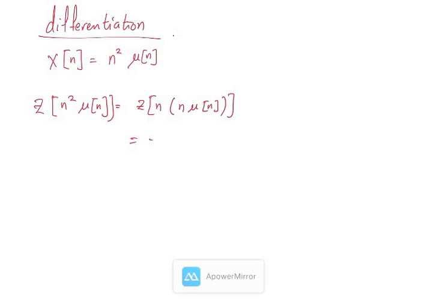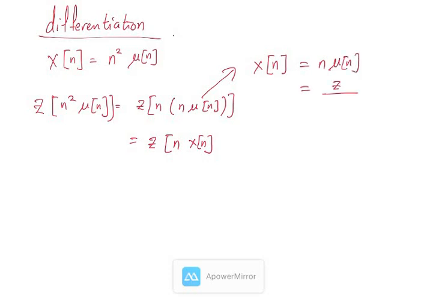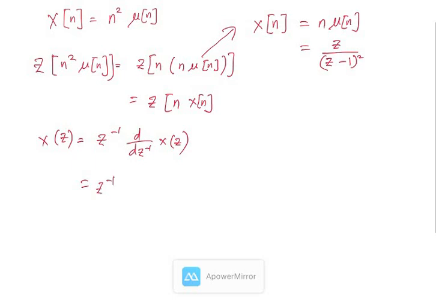Okay, this is equivalent to the Z transform of n x[n]. Note that x[n] equals n u[n], which is equivalent to z^-1 over (1 minus z^-1) squared. By using the differentiation property, the Z transform of n x[n] is minus z d over dz of X(z).